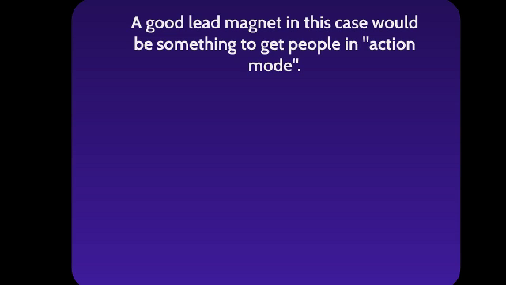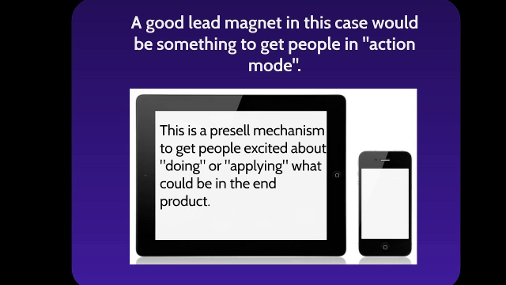So a good lead magnet, or whatever you're trying to give away for free, in this case would be something to get people in action mode. So let me explain. This is a pre-sale mechanism to get people excited about applying what could be in the end product. So workbooks, action lists, checklists, or even reports. These could be potentially good lead magnets if you're trying to sell an ebook.